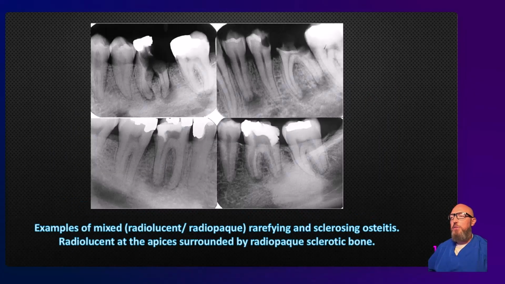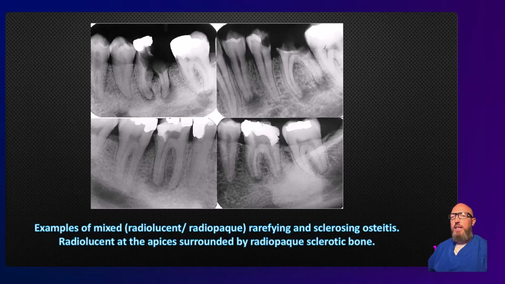And what these examples show is most of the time you're going to see a mix of radiolucent, radiopaque, especially if it's been there a while. So rarefying and sclerosing osteitis together. You can just use the umbrella term. This looks like a periapical inflammatory lesion, or PARL. Some people use that acronym for periapical radiolucency.